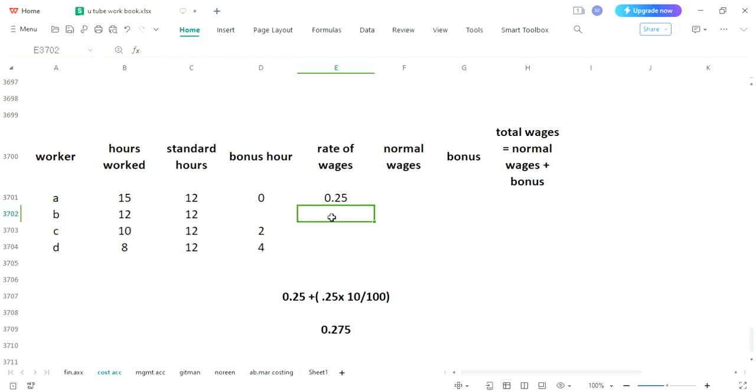So what you will do, 0.275 would be the rate which would be used for remaining three workers. So for C and D, same rate will be used. Now I'm sharing you one more thing.